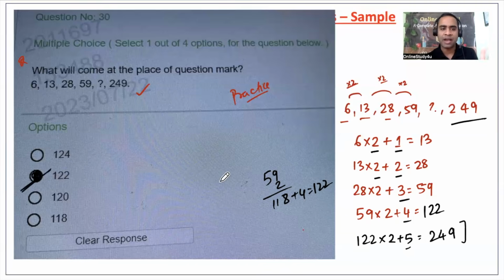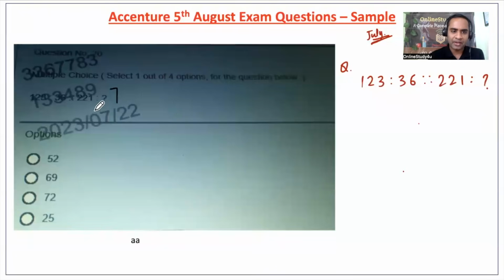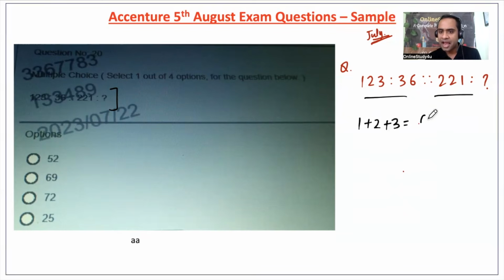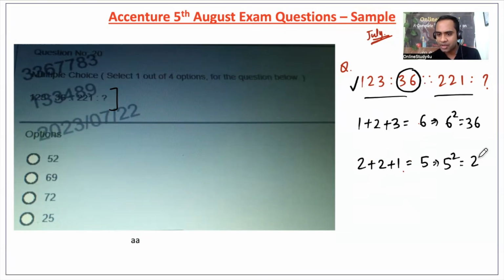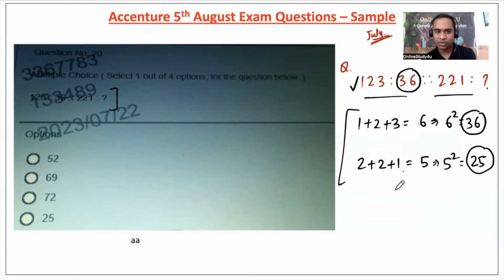So basically you need to analyze each and every question. Now this you might not be able to see: 123, 36 and 221, okay? So friends, here 123 is giving 36. How? So 1 plus 2 plus 3. 1 plus 2 is 3, 3 plus 3 is 6. And then if we take the square of 6, it will give you 36. Same thing for 221. So 2 plus 2 is 4, 4 plus 1 is 5, and 5 square will give you 25. So like this you will be able to solve the question. So 25 will be the answer, but how to get the logic, right?